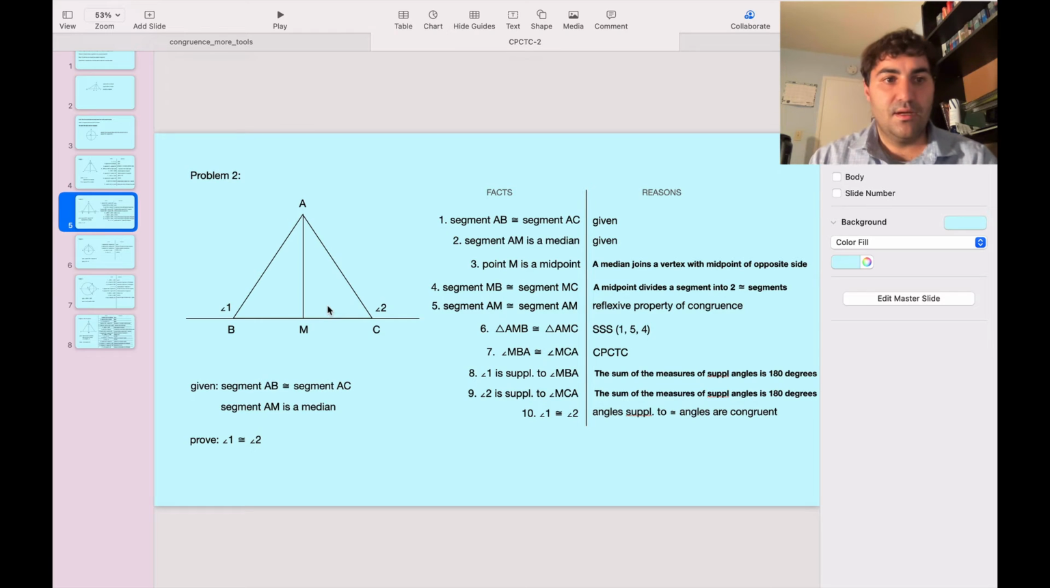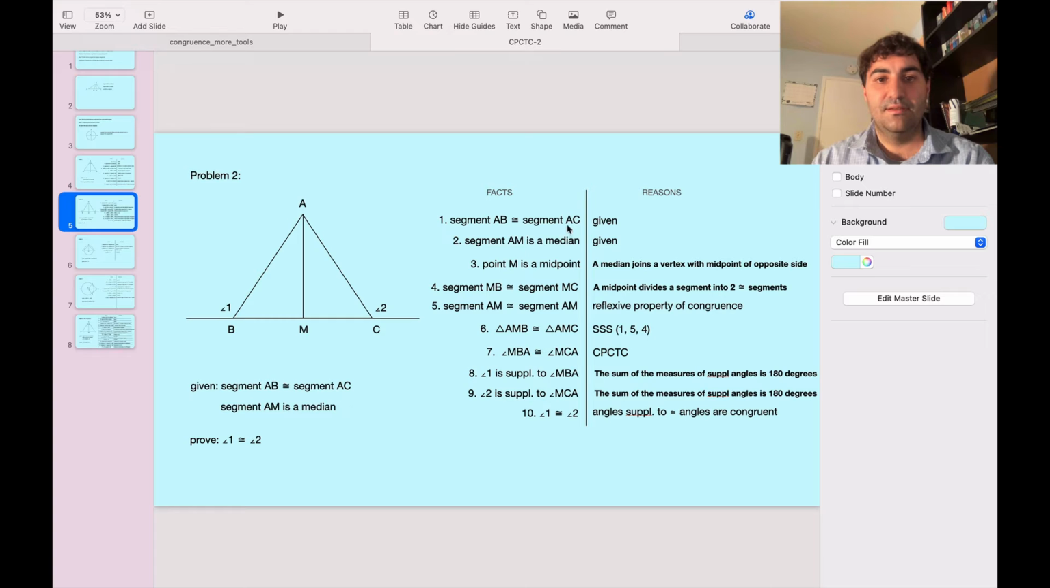We'll do a second problem here. So angle 1 is this angle outside here, and angle 2 is this angle outside here. So we're given that segment AB is congruent to segment AC and that segment AM is a median. And we want to prove that angle 1 is congruent to angle 2.